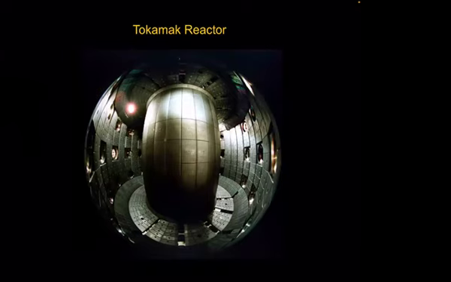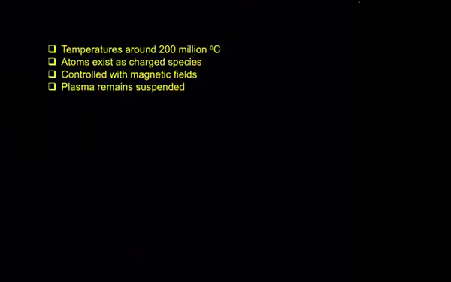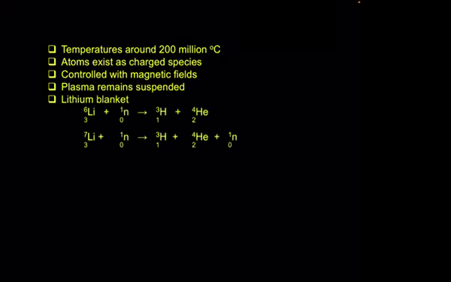I'm sure we'll hear more about some of this in our presentation. We need temperatures around 200 million degrees C. Atoms exist as charged species, so we can control that with a magnetic field. The plasma remains suspended, and that's the key, because of these temperatures and the energy of this plasma, you can't have it touching walls. We still have to build a containment facility, but the plasma is suspended during the fusion process. In this tokamak reactor, they put a lithium blanket.